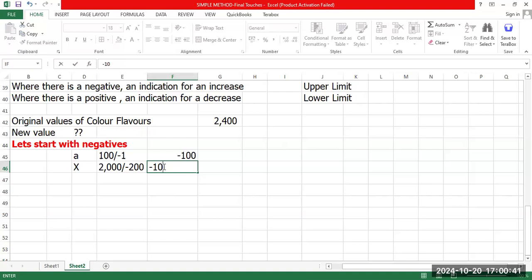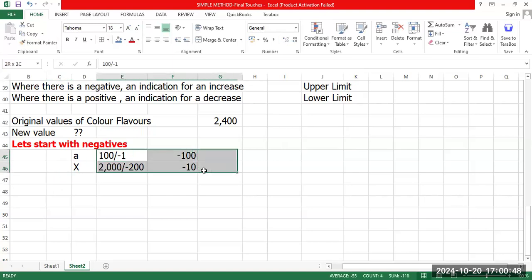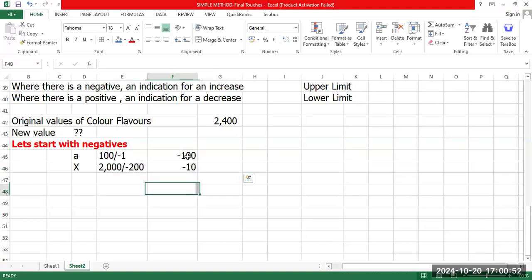So among these ones, choose which one is the highest. We have -100 and -10. So the question is, which one is the highest? -10. Okay. -10 is the highest.